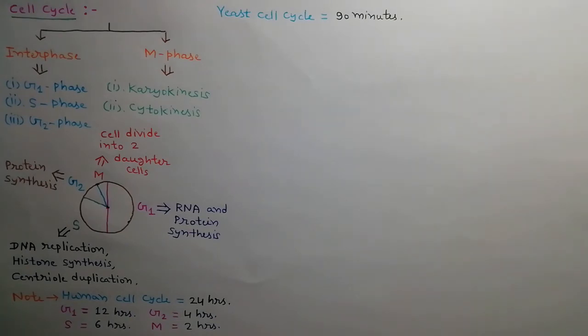For example, the human cell cycle takes 24 hours, in which G1 phase takes 12 hours, S phase takes 6 hours, G2 phase takes 4 hours and M phase takes 2 hours, while the yeast cell cycle takes only 90 minutes to complete.